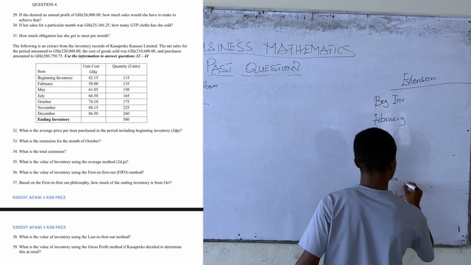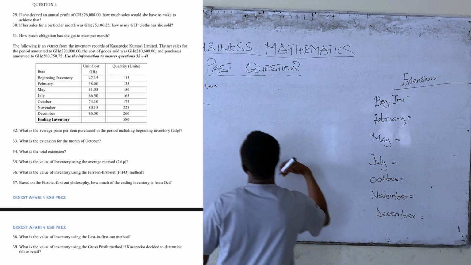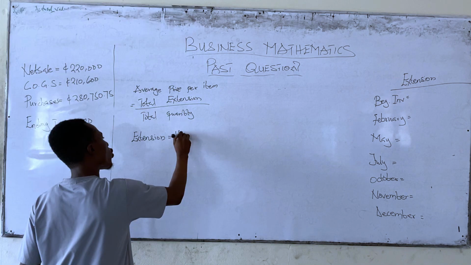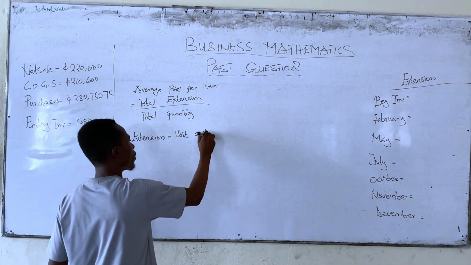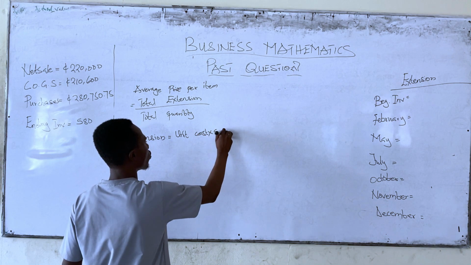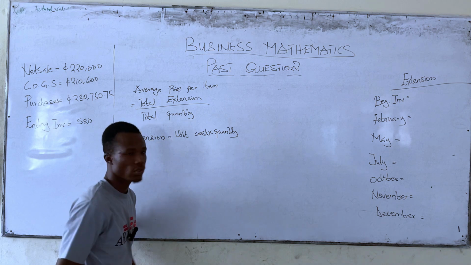So now what is the extension for each? When we say extension, extension is equal to unit cost. I didn't say market cost. Unit cost multiplied by quantity. So the cost times quantity gives you the extension.